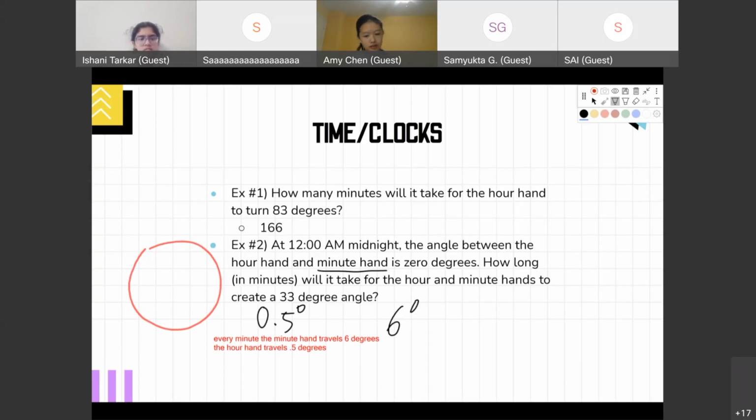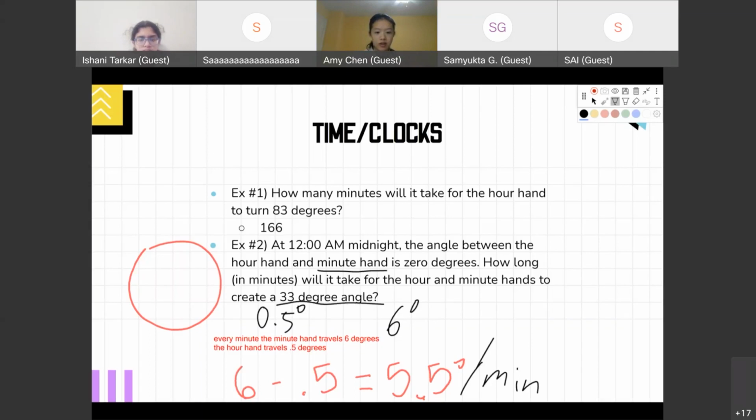If the minute hand is traveling 6 degrees every minute and the hour hand is traveling 0.5 degrees every minute, the hour hand is slower, right? And the minute hand is faster. But since the hour hand is still moving, we find the difference between them to find the rate at which the angle measure is increasing. So 6 degrees minus 0.5 degrees is 5.5 degrees. This means that the angle between the hour and minute hand is widening at a rate of 5.5 degrees per minute. And it really doesn't matter what orientation the hands are in. This is just the rate at which the gap between them is widening.